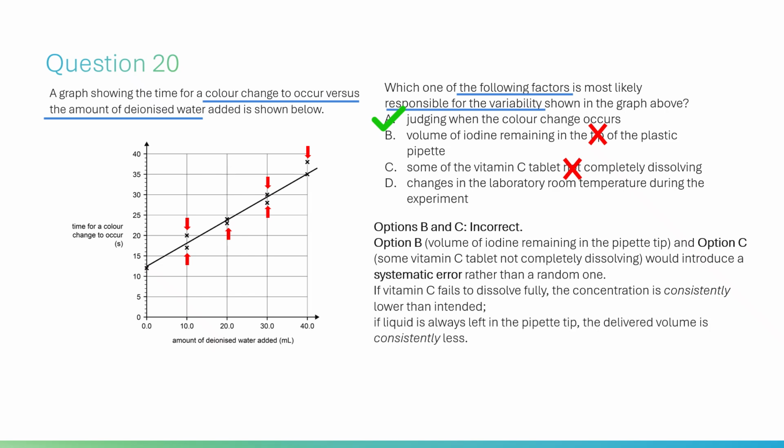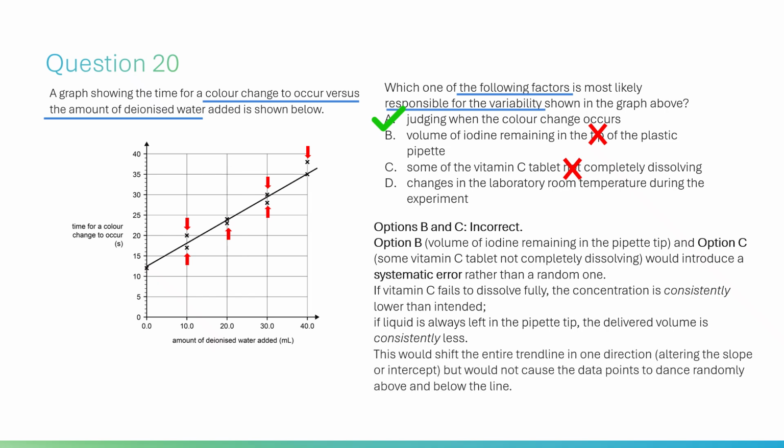If liquid is always left in the pipette tip, the delivered volume is consistently less. This would shift the entire trend line in one direction, altering the slope or intercept, but would not cause the data points to dance randomly above and below the line.